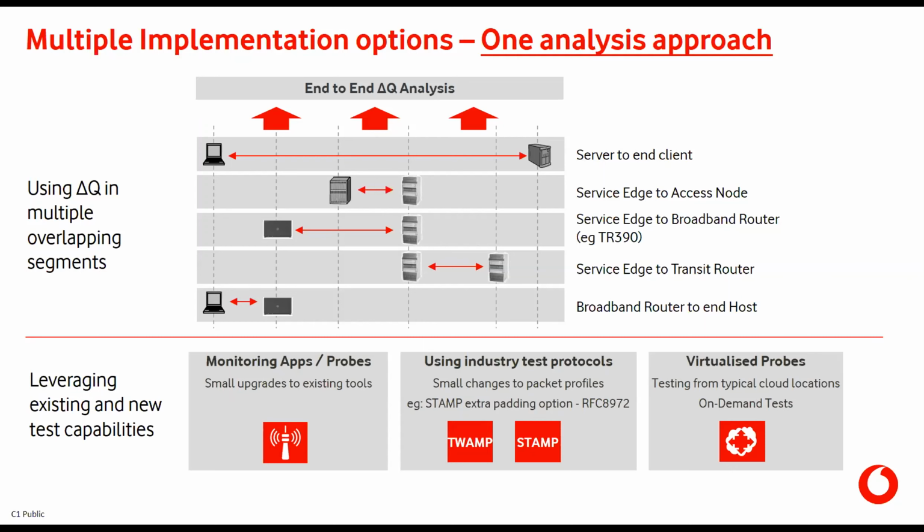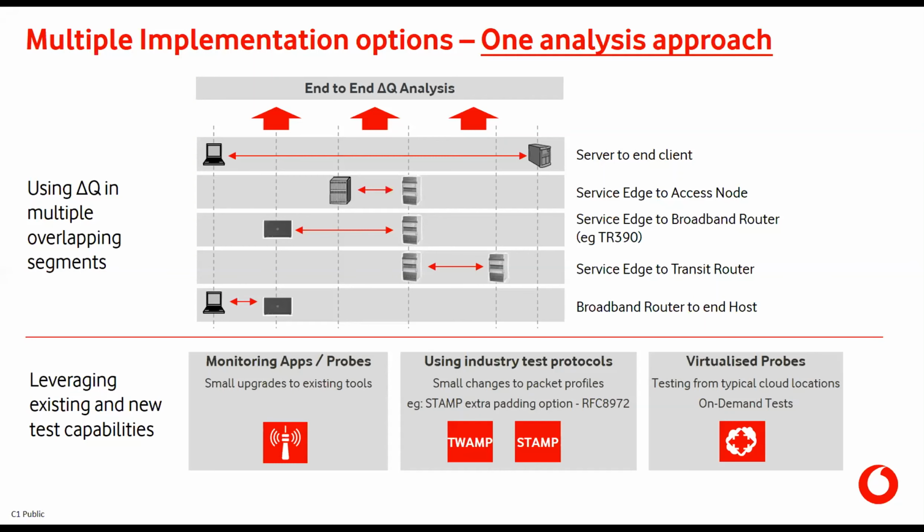The next question, moving up, is where to measure. Ideally you'd measure everywhere, though you don't necessarily need to. Some of the key areas we've looked at are shown here. At the bottom, we've got measuring from the broadband router to the end host. That's the in-home domain, and more about that later in the next section.